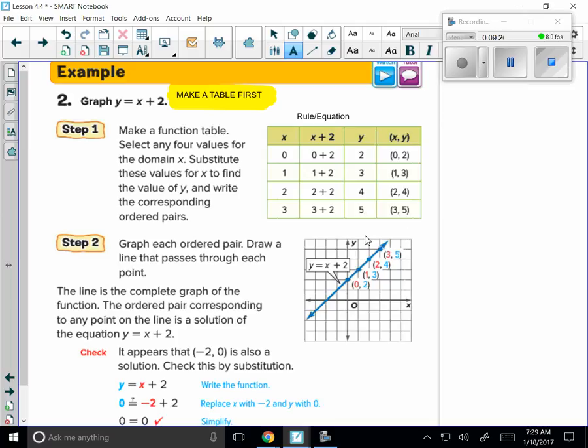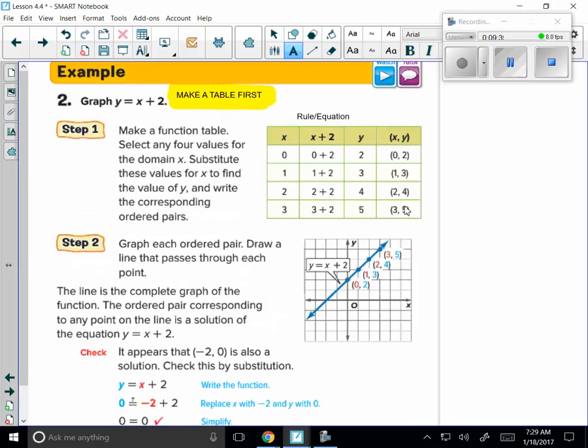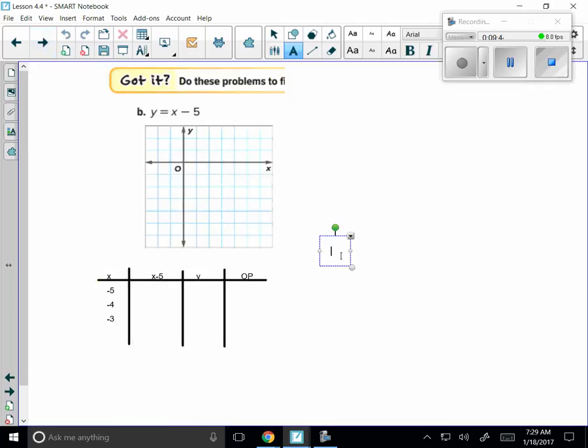So they have gone through all of this and they have graphed it. All right. And if you really want to check, hey, is this true? You can pick an ordered pair that looks like it's on the line and then double check it. So please feel free to read through this on your own time. I want to do an example with you, which is B right here.